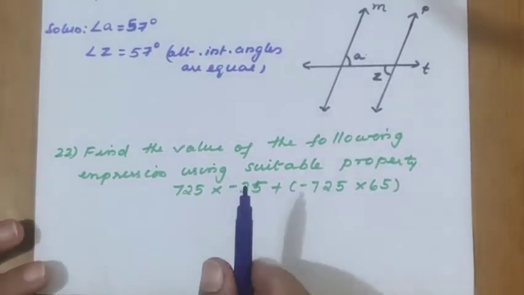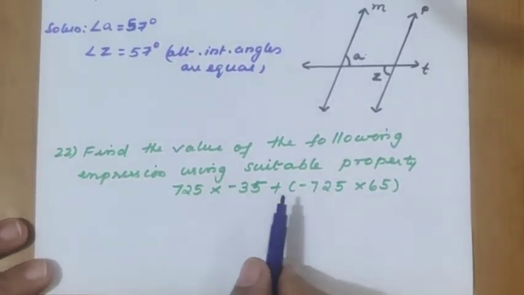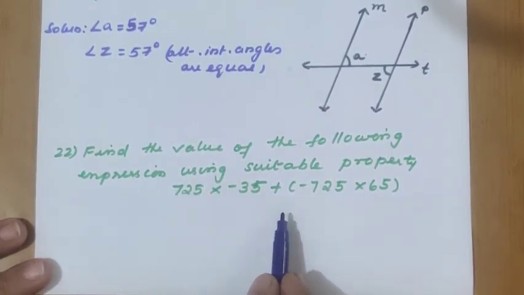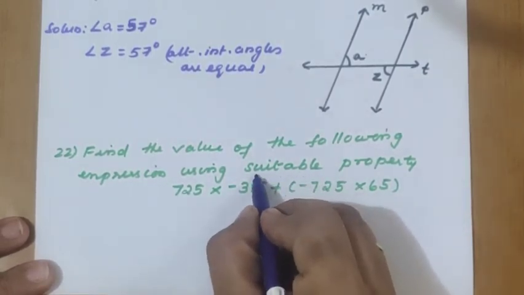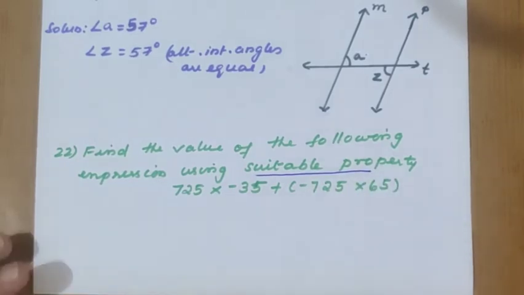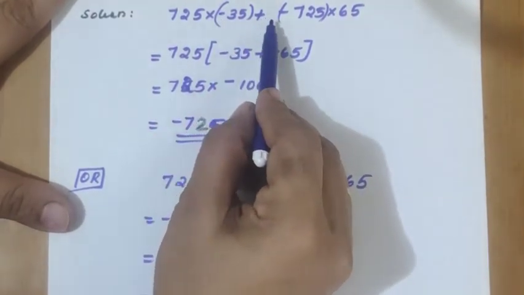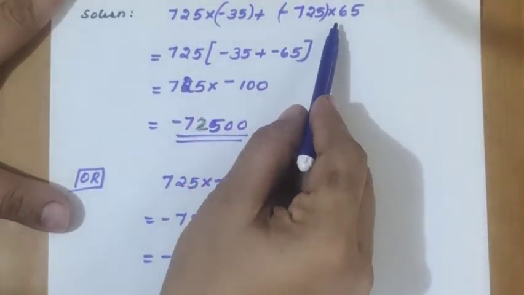Question number 22. Find the value of the following expression using suitable property. So we have the question 725 into minus 35 plus minus 725 into 65. So a suitable property is there. With that only we should find the solution. Directly we should not multiply.